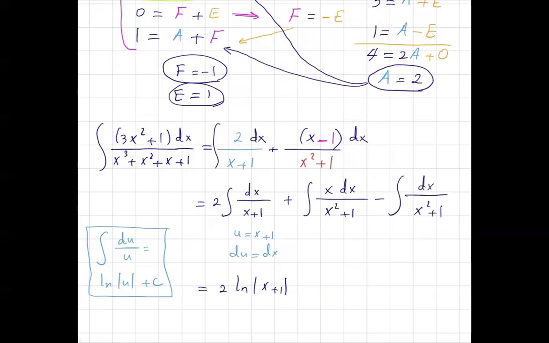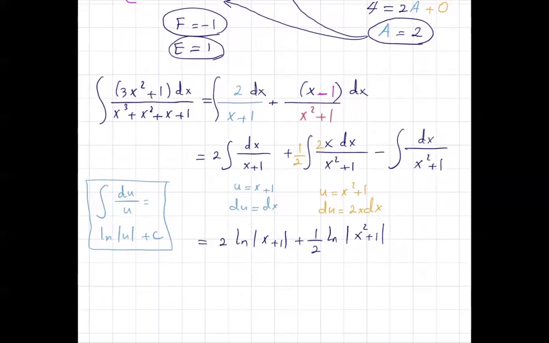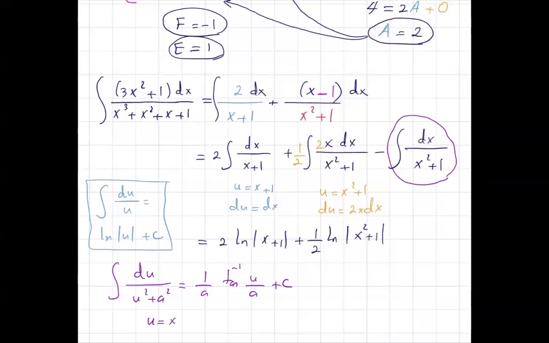Now if you take u substitution, u is equal to x squared plus 1, du is 2x dx, all right? So if you multiply and divide by 2, you get a half ln of the absolute value of x squared plus 1. What about the last integral? Remember that the integral of du divided by u squared plus a squared is equal to 1 over a inverse tangent of u over a plus c. When you look at this integral, u is equal to x and a is equal to 1. So you end up with 1 inverse tangent of x divided by 1, or just inverse tangent of x.